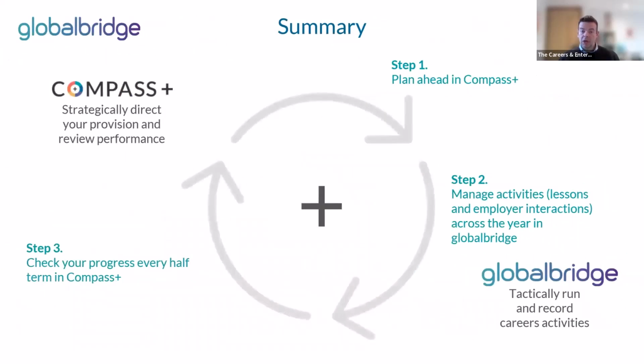So just a summary then, to go back to the broad principle that I explained at the start of the session, that we say this is a cyclical process. You follow a cycle of strategically directing your plan in Compass Plus. You're looking at where you've got activities, gaps, where you need to devote resources, and then you're managing and delivering those activities through globalbridge, uploading the data, checking where you are, tweaking your plan accordingly, taking a Compass evaluation, and then keep on moving through that cycle.